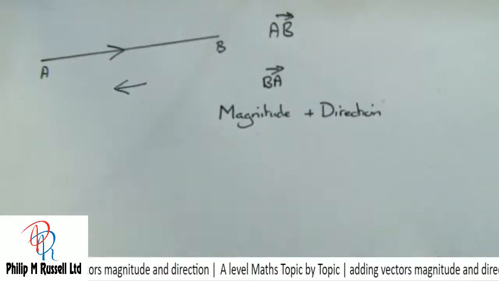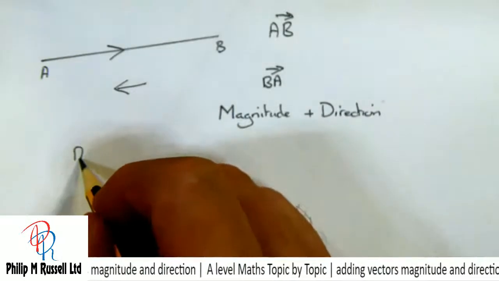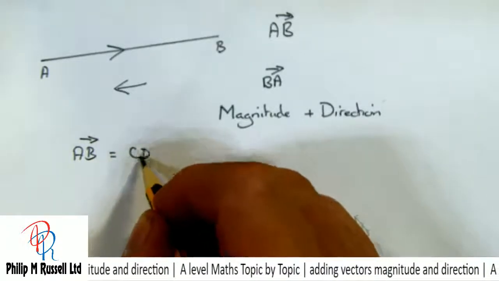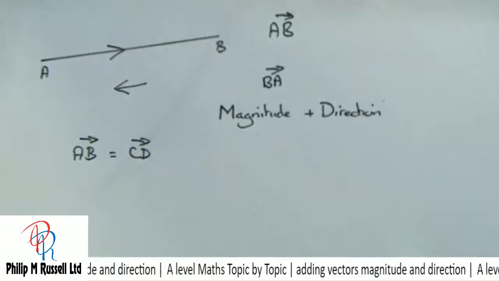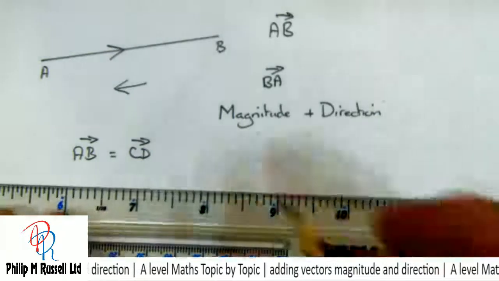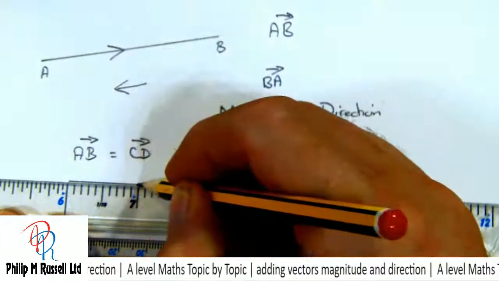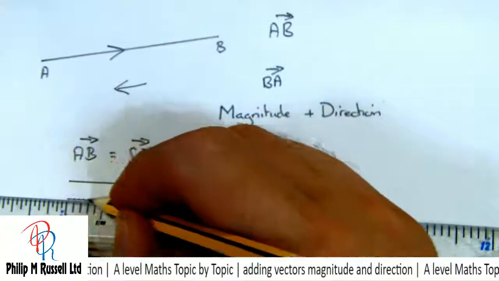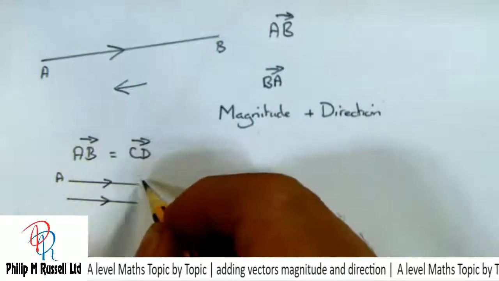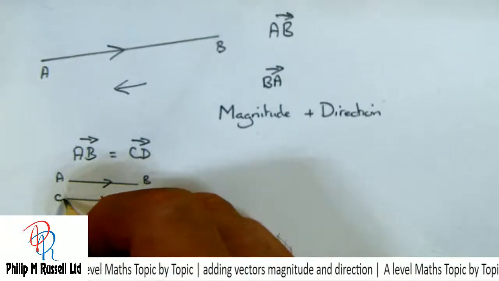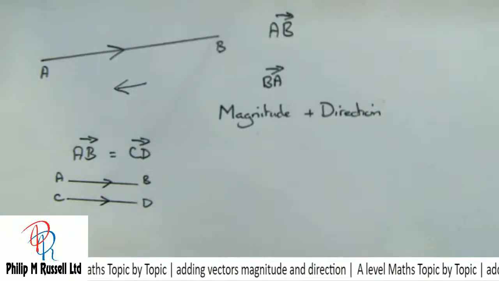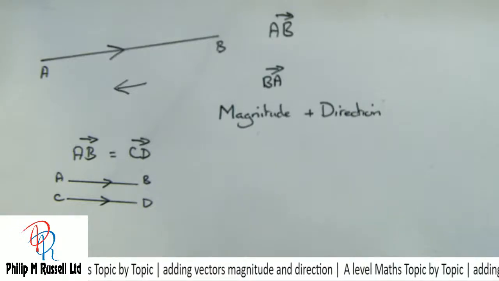If I say that two vectors equal one another, so let's say that vector AB equals vector CD, then it's most likely that these two are in fact parallel lines. There's my vector AB and my vector CD going in the same direction. They are parallel to one another.